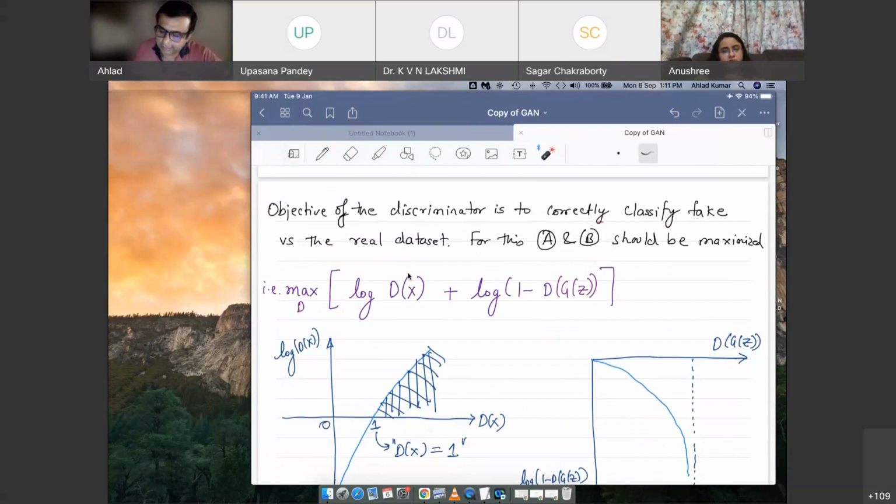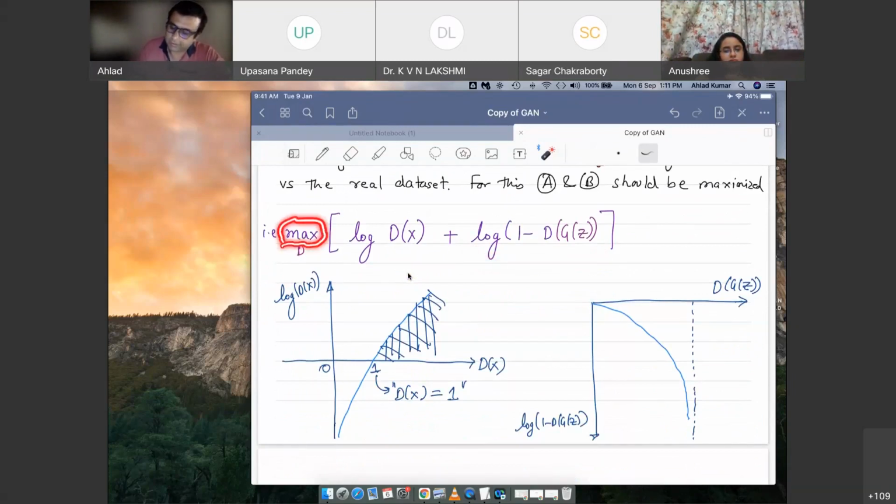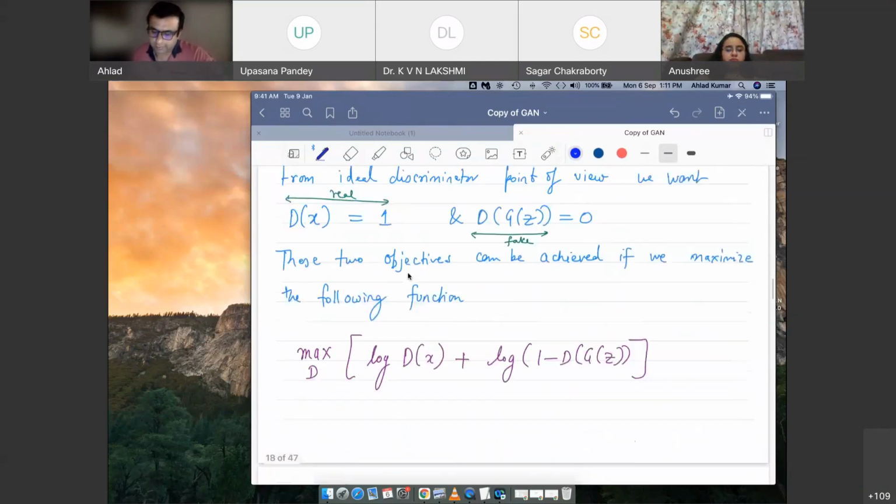And the second thing is, we have log of 1 minus D of G of z. If you plot this curve, it looks like this, which is on the right side. And here again, if you want to do a maximization, you again go uphill. And what is the maximum value that you are getting? The maximum value you are getting is at this point. And what is this point? This point is D of G of z equal to 0. And this is what you wanted here.